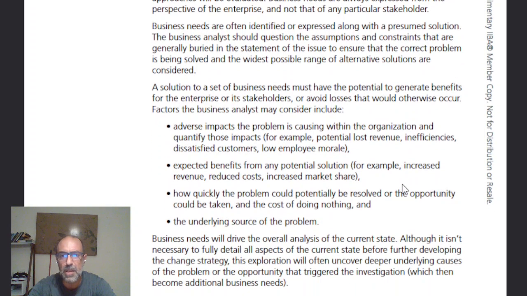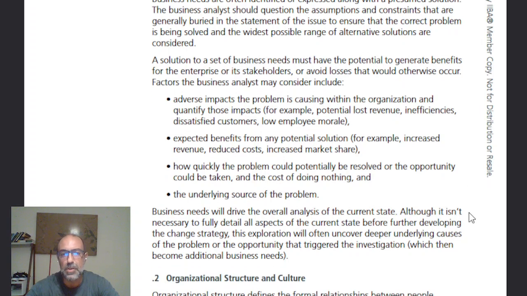A solution to a set of business needs must have the potential to generate benefits for the enterprise or its stakeholders. Of course, any solution for the needs should generate benefits. It has to create value. It's one of the 6 core principles of business analysis. Or avoid losses that would otherwise occur. So it could be a solution that saves money or it could be a solution that makes money. Value could be assessed differently. Sometimes not losing money is a strong value for you. Maybe controlling costs, maybe assessing the risk of something in order to limit it. But you're always getting something in return. If you're not, then why are you doing it?